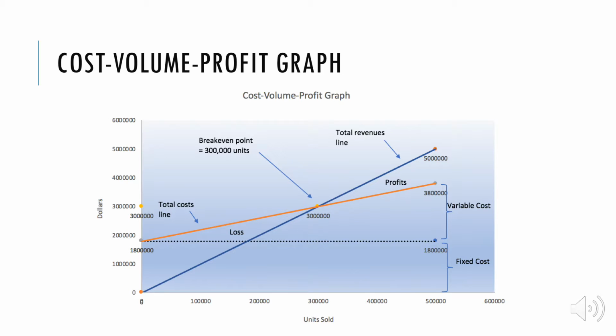Any units sold below break-even point indicate loss, which is labeled on the graph at the lower left corner, and any units sold above break-even point indicate profits, and is labeled on the upper right corner of the graph.